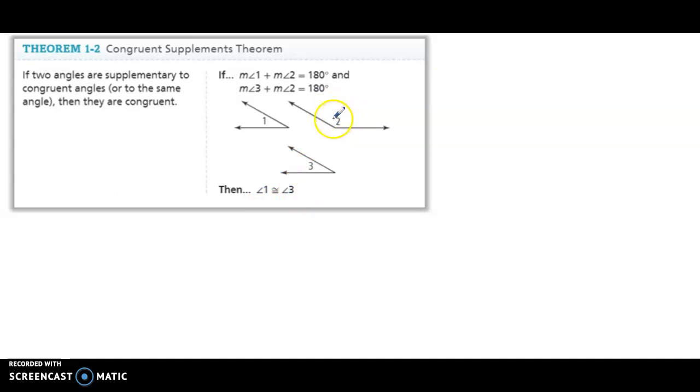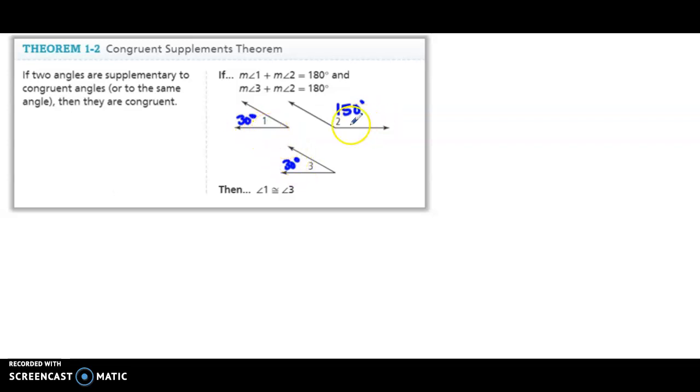Because let's assume that angle 2 was, I don't know, let's say 150 degrees. I would estimate that to be about 150 degrees. Now, if I told you that 1 and 2 add up to 180, you would know that this is 30 degrees. But if you also knew that angle 3 and 2 added up to 180, it would mean that angle 3 would also be 30 degrees. And now you can see that angles 1 and 3 match.